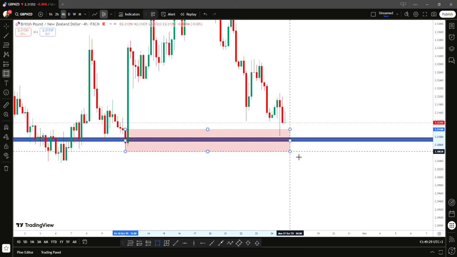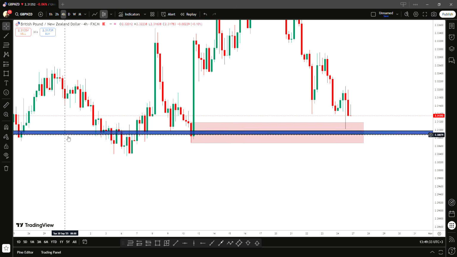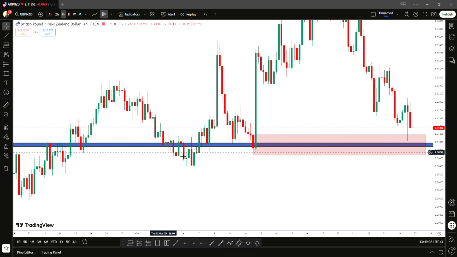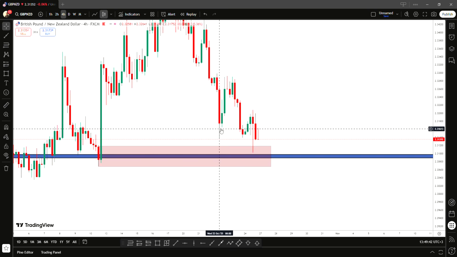And also it happens to be the right shoulder of this head, inverted head and shoulder. This is a shoulder, this is a head, this is another shoulder. So it is the right shoulder of this inverted head and shoulder. So price has tapped in, rejected.